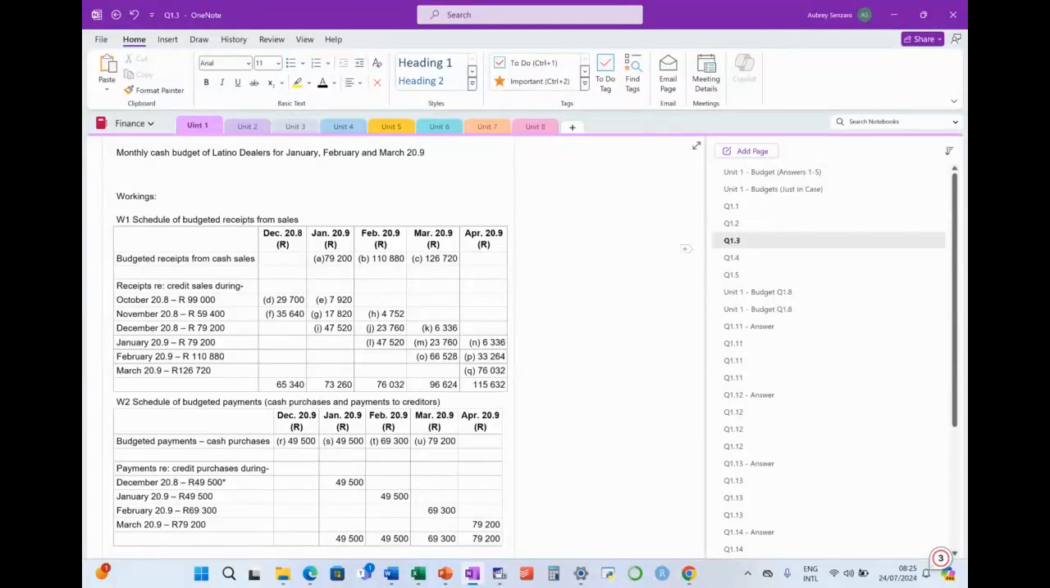Because these schedules tell us how much money we expect to receive, whether it's via cash or whether it's via credit. And also it tells us how much money we expect to pay for purchases, whether it's via cash or via credit. But they're asking us for what? The cash budget. Nadia, can you repeat what you thought may be of relevance? Bank. Because we need the opening balance of our bank. Does that make sense?